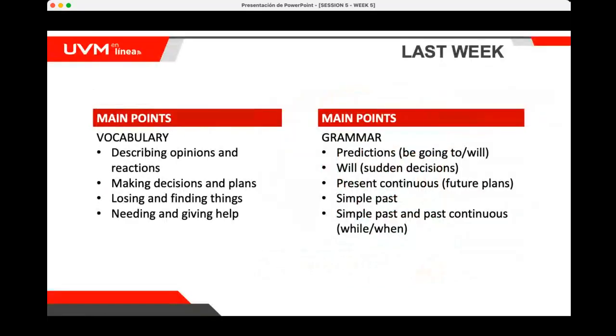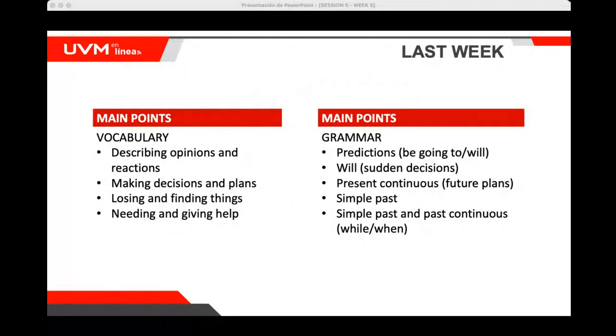Let's start with last week's activities, the things that we reviewed in the last class. In terms of vocabulary, we were talking about words for describing opinions and reactions, the ED words and the ING words. You also worked with vocabulary for making decisions and plans. Let me remember some of the vocabulary because I don't have it fresh in my mind. I have the document here. Let me go there.